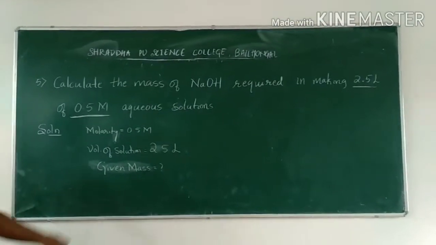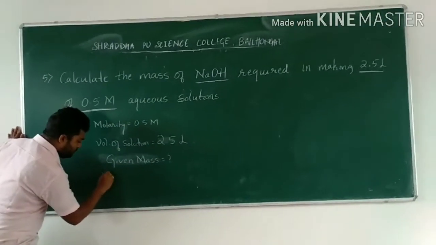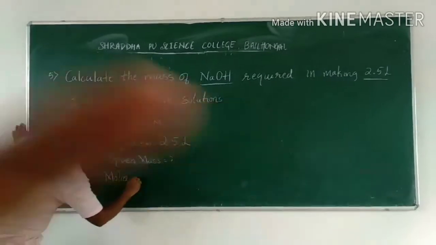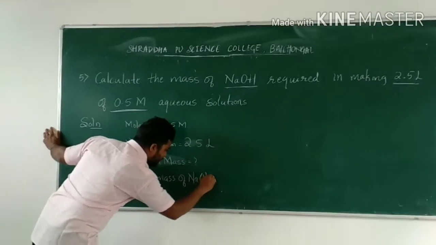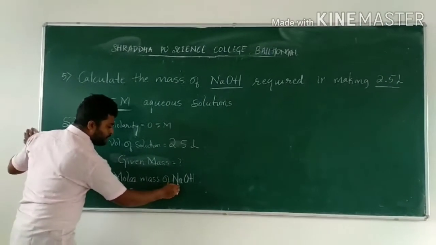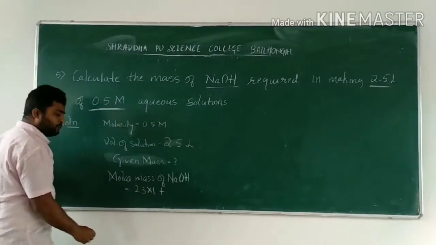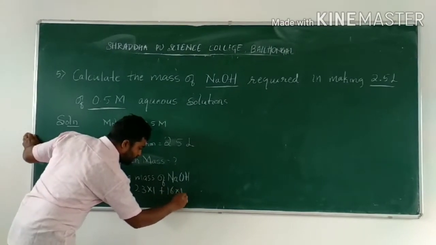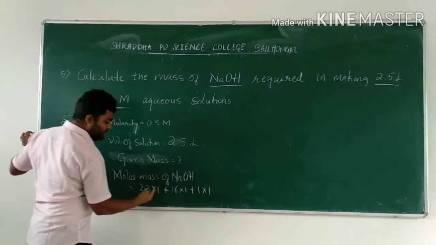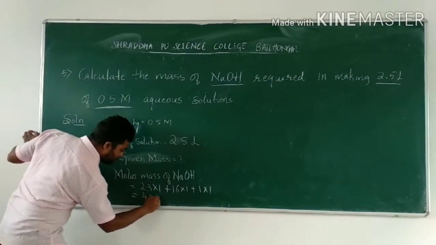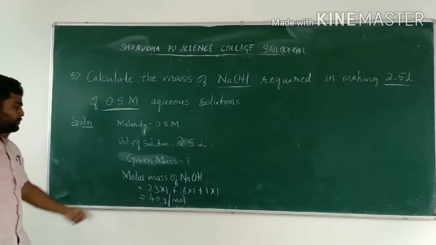By this molecular formula, I can calculate the molar mass. Molar mass of NaOH is equal to sodium, whose atomic mass is 23, one atom, so 23 into 1, plus oxygen atomic mass 16 into 1, plus hydrogen 1 into 1. So 16 plus 1 is 17, and 17 plus 23 is 40. Therefore this is equal to 40 grams per mole. Now you have the molar mass.